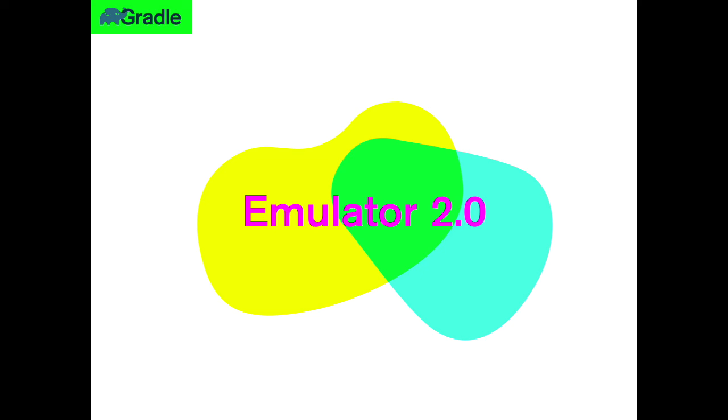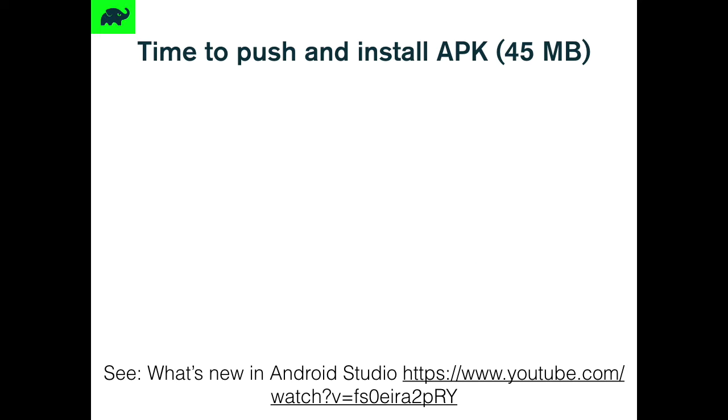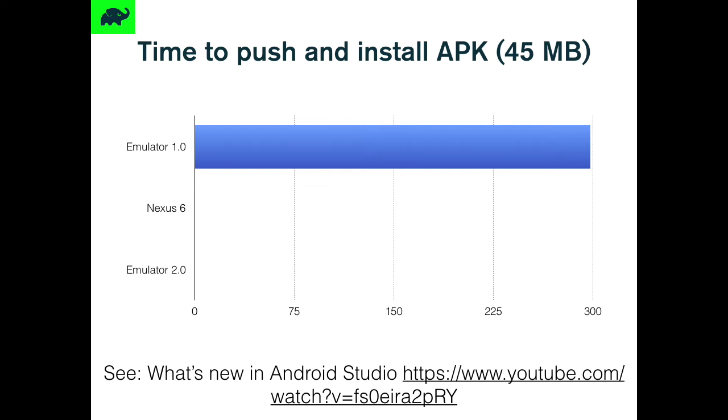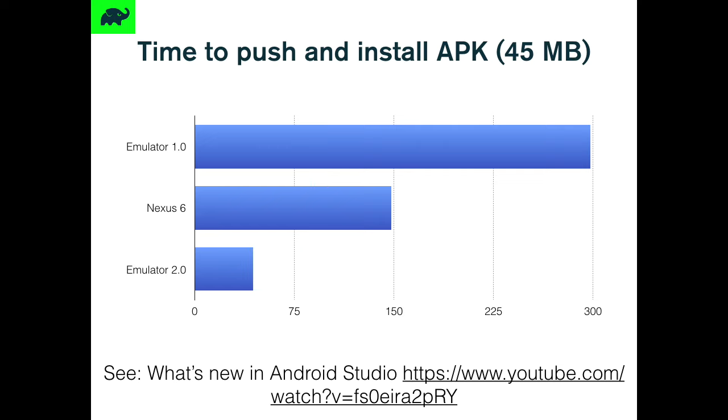It will also be able to be used from the command line, making your pre-commit builds much faster. So the other exciting feature is Emulator 2.0, a much faster emulator. For those who were at the Android Dev Summit, they know those numbers. The Google Android team took the biggest APK in the Play Store, 45 megabytes, and installing this with Emulator 1.0 takes almost 300 seconds. Deploying this app to a Nexus 6 phone is still almost 150 seconds. And with the Emulator 2.0 that will be released in the next month, this goes down to less than 40 seconds.